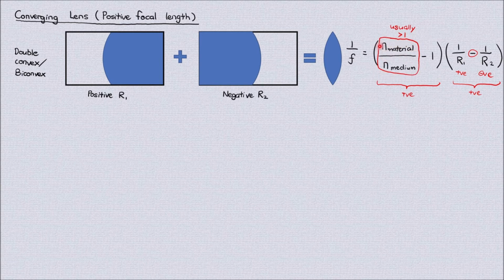So if you have something large for the numerator, something smaller for its denominator, you'll find that this fraction here will be larger than 1. And if we have something larger than 1, minus 1, then we will have something larger minus something smaller. So larger minus smaller, you get a positive answer for this bracket over here. So if something positive is multiplied by something positive, you also get a positive answer. So you know 1 over f will be positive, and therefore f should also be positive, just like what we predicted out here. It should be a positive focal length.